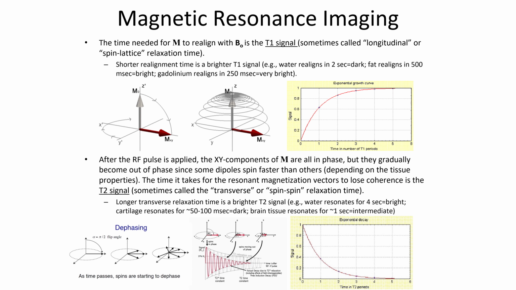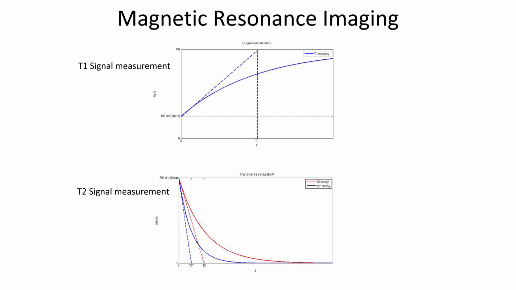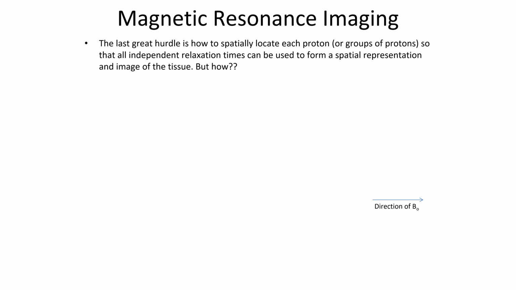So this next image is just showing how we get a T1 signal measurement. You can take the slope and project it to get a specific T1 time. And same thing for the T2 measurement. We can get a specific T2 time for each location based on the slope of the exponential curve. So the next question, obviously, is how do you spatially locate each proton or a group of protons so that all these independent relaxation times can be used to recreate some sort of spatial representation of the tissue?